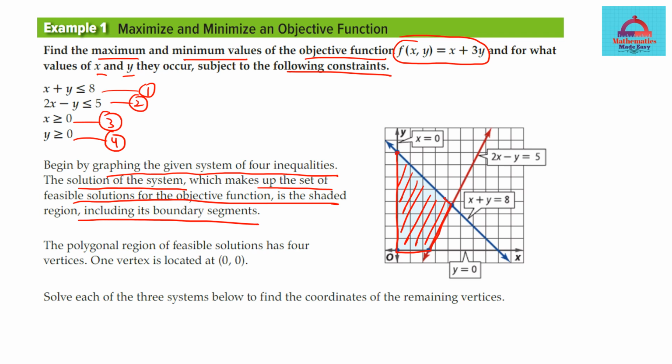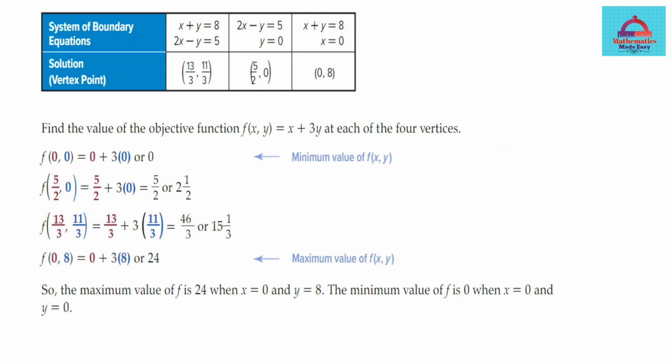So 1, 2, 3, 4. These are the 4 vertices. At each of these 4 vertices, in the next slide, we will calculate the value of the objective function and then select maximum and minimum. So for example, this is 0, 0, similarly this point, this point, this point, and now let's find the value of objective function. So now we'll find the intersection point or the solution of the inequalities.